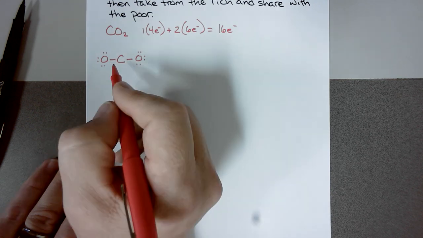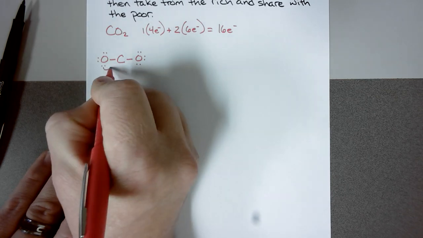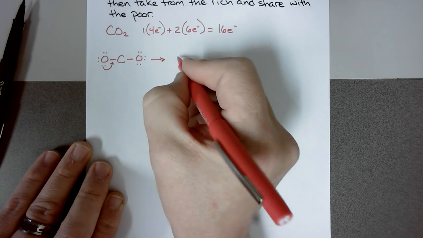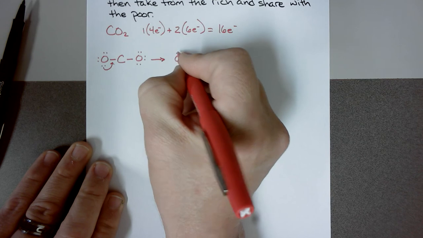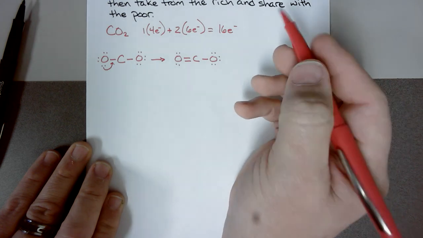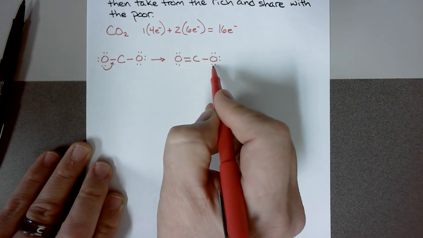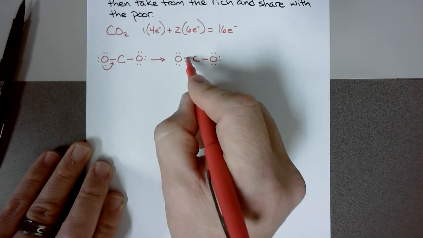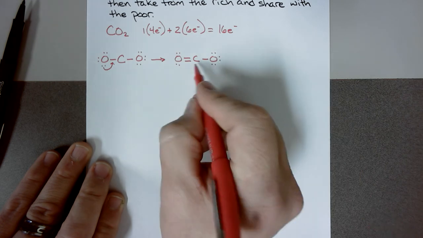So like I said, I'm going to take from the rich and share with the poor. So I'm going to take these 2 electrons and share with the carbon. And so what I get is an oxygen double bonded to a carbon, single bonded to an oxygen. This will have 1, 2, 3, 4, 1, 2, 3, 4, 5, 6. Now let's make sure I'm still using the 16 electrons. 2, 4, 6, 8, 10, 12, 14, 16. Check the octets. 2, 4, 6, 8 for this oxygen, 2, 4, 6 for the carbon, and 8 for this oxygen. So the carbon still needs 2 more electrons.